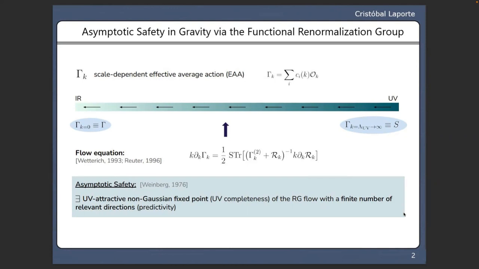And asymptotic safety basically predicts a non-Gaussian fixed point, that is a fixed point of the renormalization group, when k, the renormalization scale, goes to infinity, with at least one of its coordinates being different from 0, and with a finite number of relevant directions. I will define what a relevant direction is in a moment. The first requirement ensures UV completeness, while the second requirement achieves predictivity.